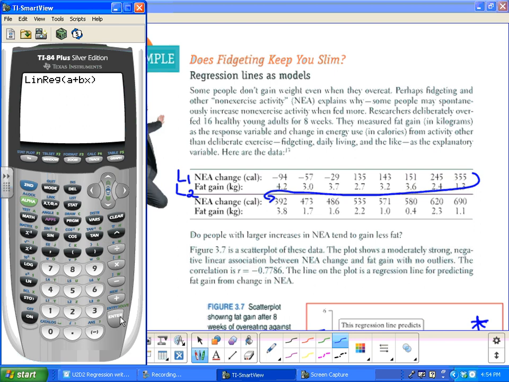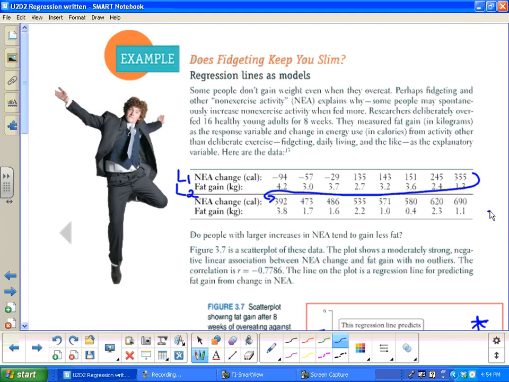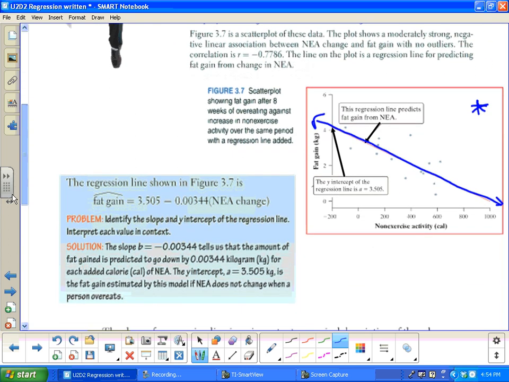Okay, so now you need to tell it what your X list and what your Y list are. The X list always goes first. So our X list is L1, so we're going to press second 1. And then we separate the two lists by a comma. Comma is right above the number 7. And now we want to put in the Y list, which is L2. And then we hit enter. So this gives me my regression equation. Let's make sure I got it right. Hold on. Okay, yeah, that looks pretty much right.